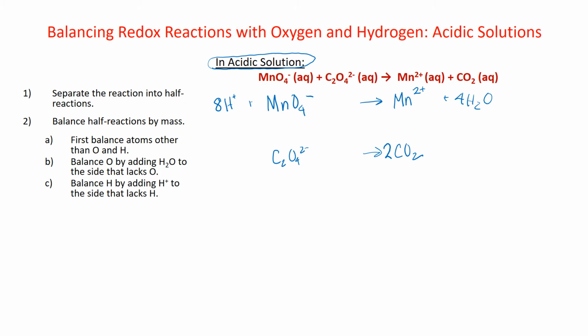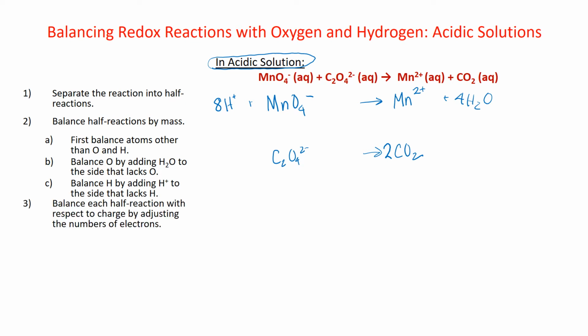Let's look at that second half reaction. We know our carbon is balanced. It turns out that adding that 2 coefficient did balance our oxygen for us. We've got 4 on the left, and now we have 2 times the 2 subscript, so that means 4 oxygens on the right. So that's actually already mass balanced for our oxygen, and we don't need to add any additional water to take care of anything. So we can move on to the next step.